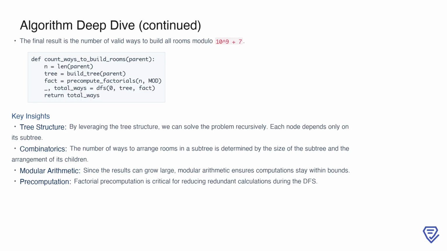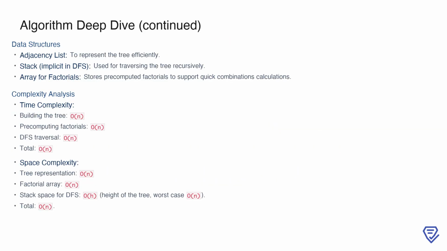The provided Python function ties all the steps together, returning the total number of valid construction orders for the given tree structure. To implement this algorithm effectively, we use several key data structures. The adjacency list represents the tree efficiently, allowing us to traverse it with ease. The stack, which is implicit in the recursive DFS, helps manage the traversal order. An array stores the pre-computed factorials, enabling quick combination calculations during the DFS.